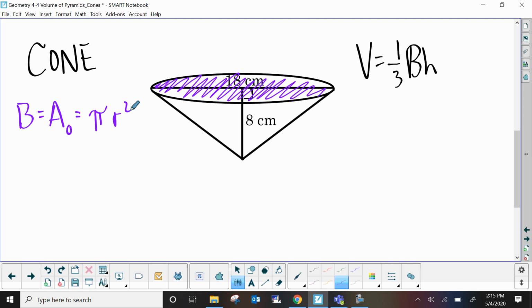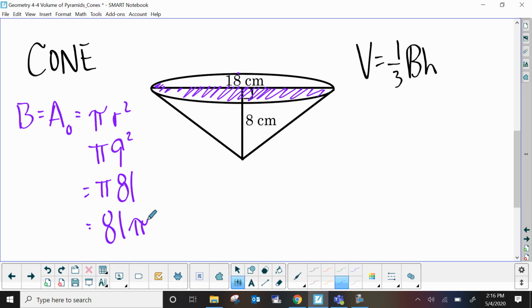Now, if you notice in this example, it doesn't give me the radius, it gives me the entire diameter. Since the entire diameter is 18, I know my radius has to be 9. So 9 squared is 81. So we have pi times 81, which we normally write as 81 pi. The height of the cone is from the vertex to the base, and it has to be perpendicular, which it is. In this case, it is 8.